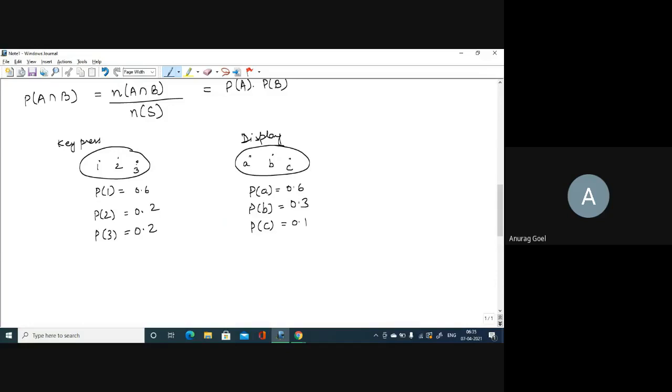And we're considering that these events are independent of each other. Whatever key we are pressing and whatever is getting displayed, there is no link between them. They are independent. So if we are calculating the probability that we have pressed 1 and A is displayed, since they are independent, it would be P of 1 into P of A, which is 0.6 into 0.6, that is 0.36.